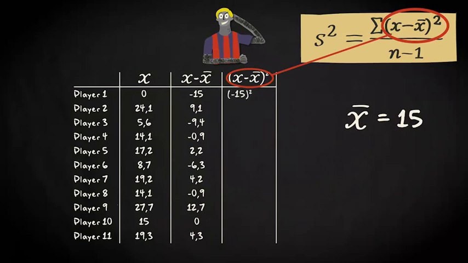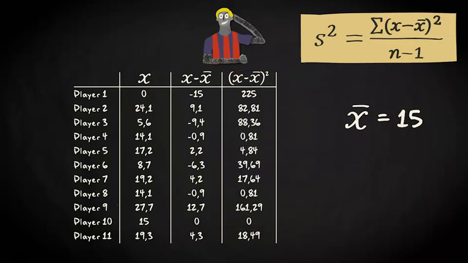So, minus 15 squared is minus 15 times minus 15 is 225. We do that for all the other observations as well. According to the formula, we now have to add up all these values. After all, this is the sum up symbol. What we now have is the sum of the square deviations, or, in other words, the sum of squares, which equals 639.74. We have to divide the sum of squares by n minus 1.